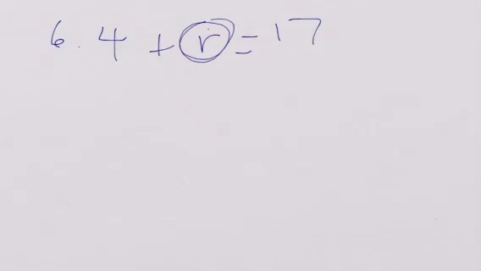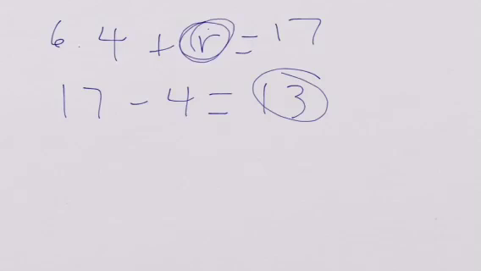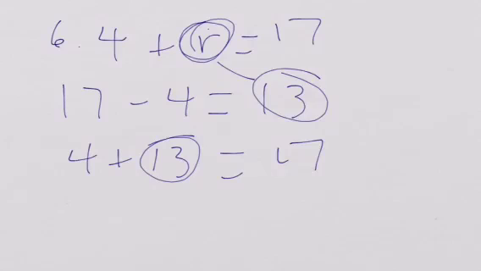Okay, on number 6, we have 4 plus r equals 17. We need to know what plus 4 equals 17, so we're looking for r. So we can take 17 minus 4. That's going to be 13. So let's plug the 13 back into our sentence, and let's do 4 plus 13 equals 17. Okay, so the answer here was 13.